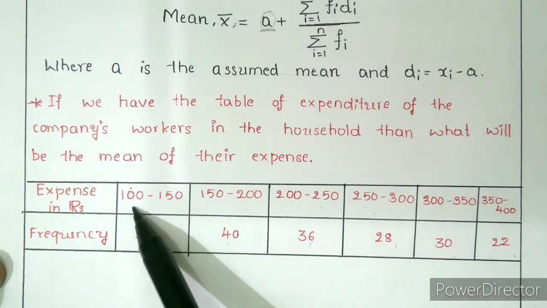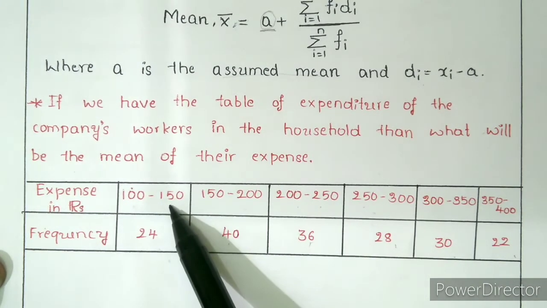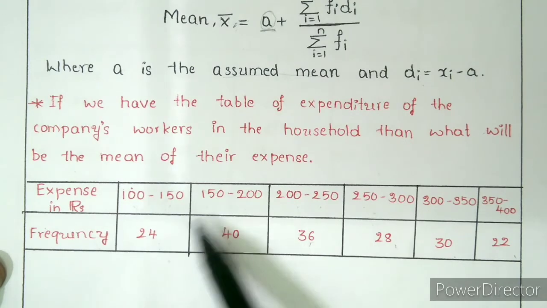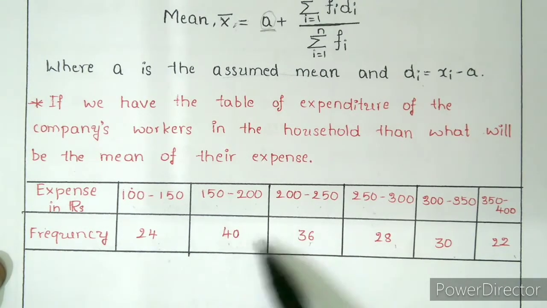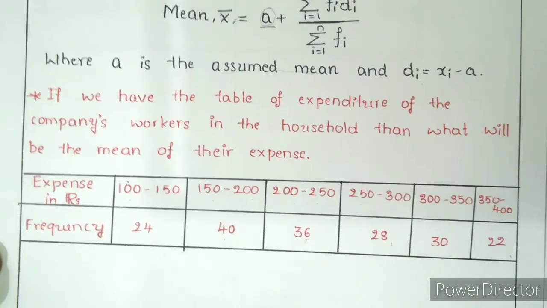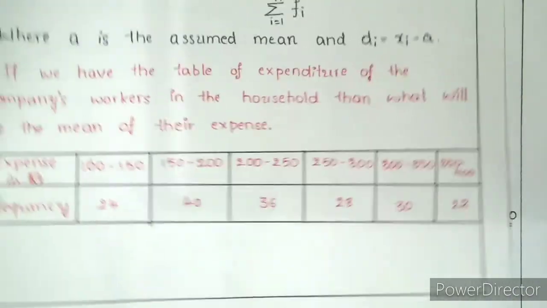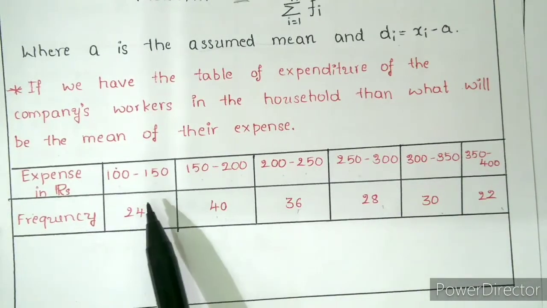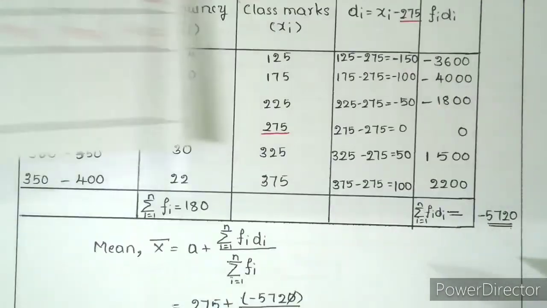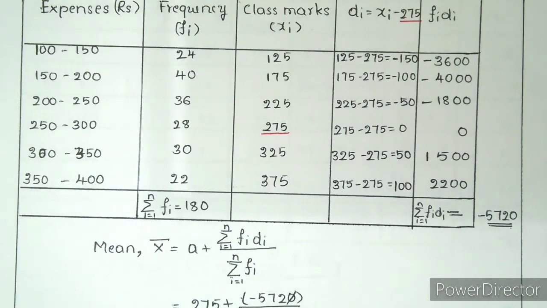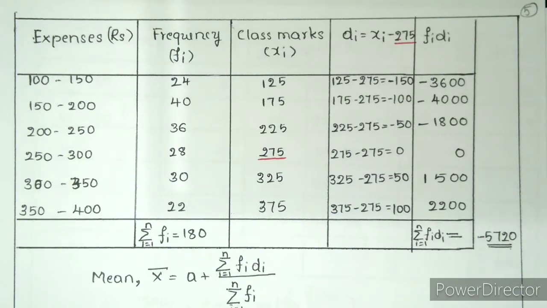Suppose this is in rupees, so for 100 to 150 rupees you have 24 members, and for 150 to 200 you have 40, and so on. Now you have to substitute these values in the tabular column. So this is the tabular column. You have to write like this.